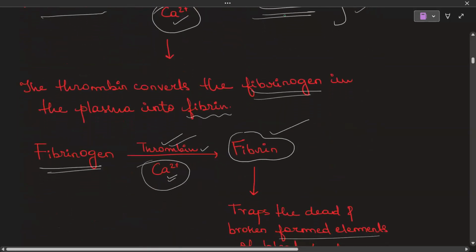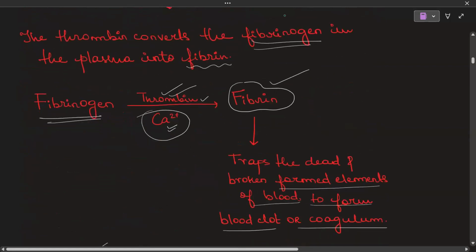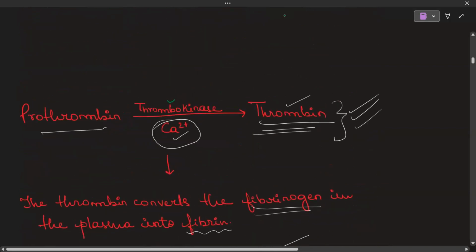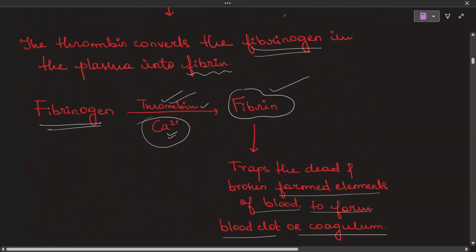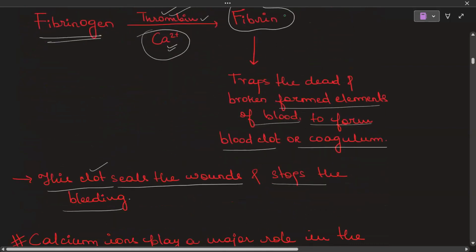Now this thrombin converts the fibrinogen in the plasma into fibrin, again in the presence of calcium dipositive ions. Fibrinogen and prothrombin are the inactive components. Now, the fibrin traps the dead and broken formed elements of the blood to form the blood clot or the coagulum. This fibrin is responsible for that particular process.